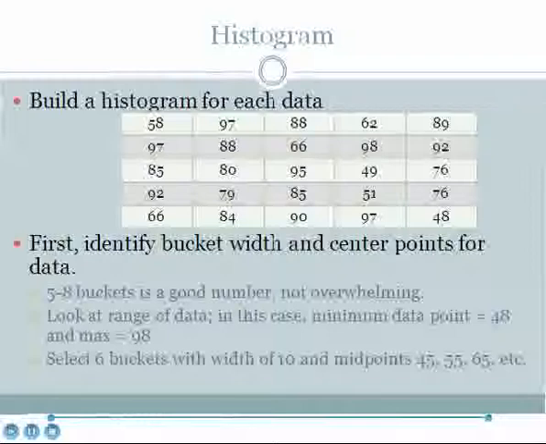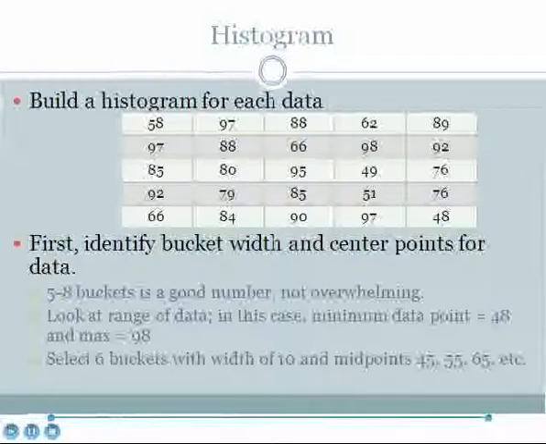Let's first consider a histogram and build a histogram for the student test score data. The first step is to identify the bucket width and center points for the data. Typically, 5 to 8 buckets is a good number of buckets to put in a histogram. We don't want so many buckets that the data is overwhelming. We want to simplify from the list.